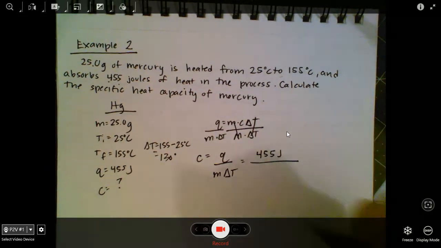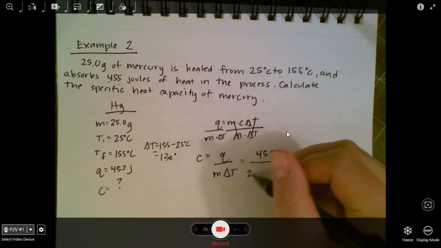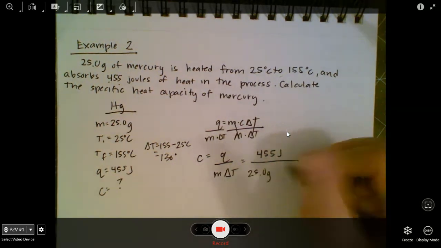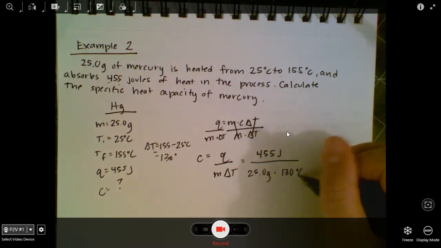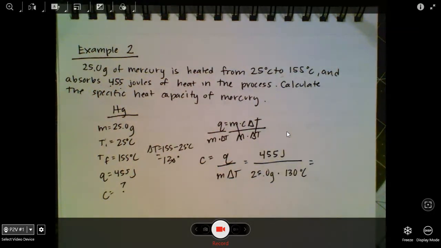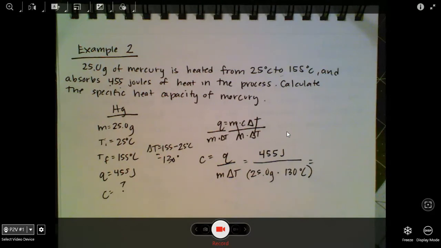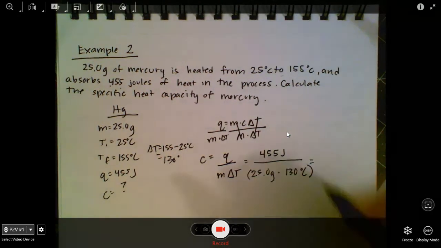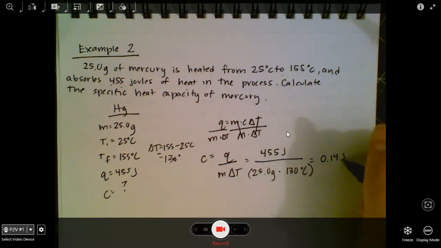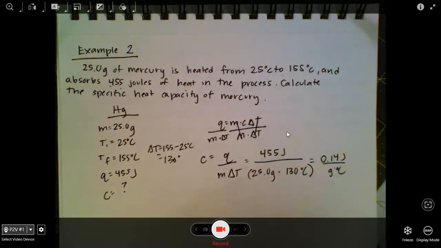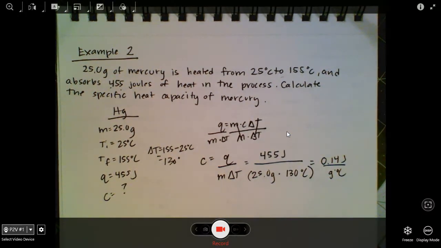So 455 joules, my mass is 25 grams, and my delta T is 130 degrees Celsius. When I put those into my calculator, I'm going to put parentheses around my denominator to make sure everything works out okay. And I will get a specific heat of 0.14 joules per gram degrees Celsius, right? Feel okay about that, hopefully, because there's nothing super crazy.